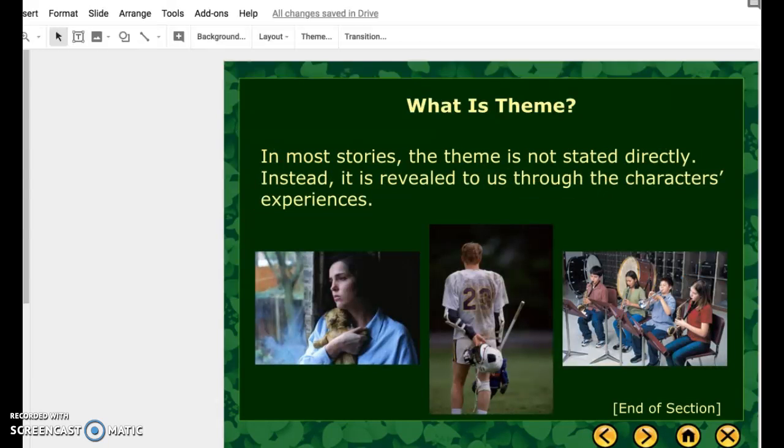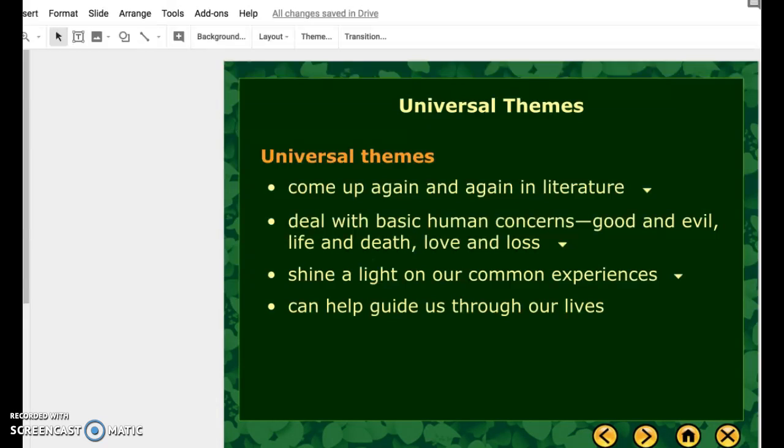So, in most stories, the theme is not directly stated. Instead, it's revealed to us through the character's experiences. So, we might see something where conflict leads to a resolution, and then through that resolution, we see the theme come out. We have a lot of universal themes. So, things that come up again and again in literature, dealing with basic human concerns.